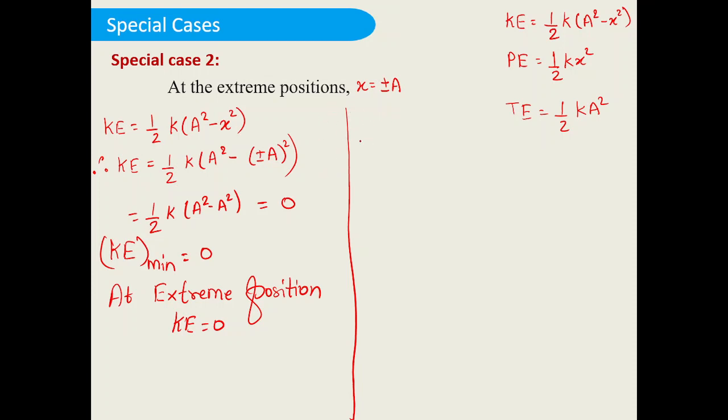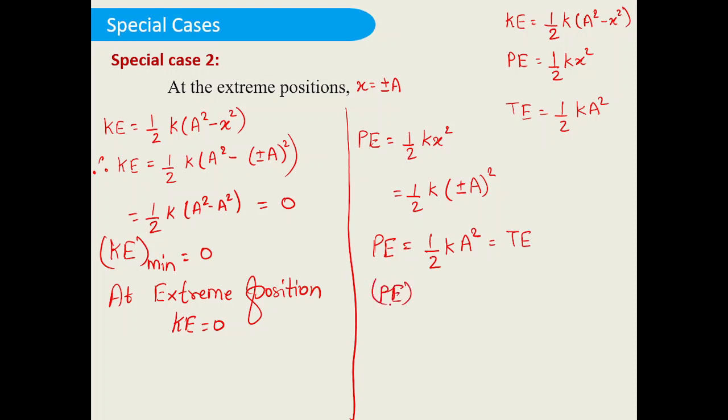So let us now talk about the potential energy. The potential energy is given by half k x square. So this equals half k, x value is equal to plus or minus a. So this I can say plus or minus a square. So this equals half k, plus or minus a square is positive, a square is going to be a square. This is potential energy, and this value is nothing but the total energy. That means potential energy, this value is maximum. And the maximum value is nothing but the total energy value, and it is nothing but half k a square.